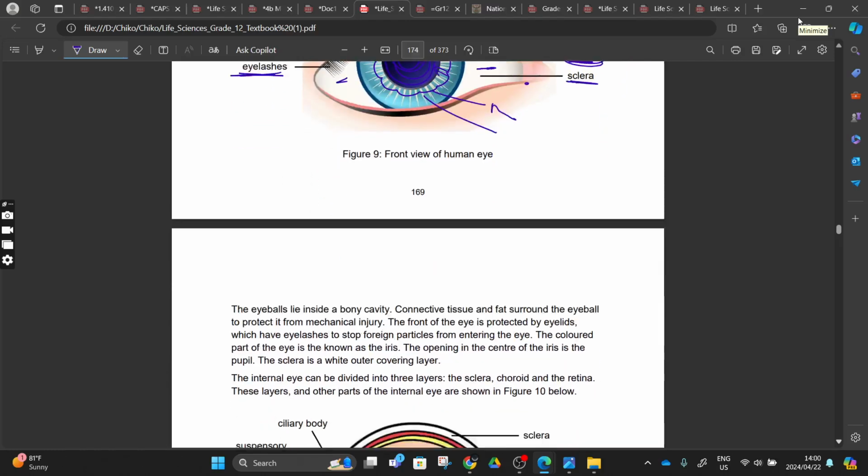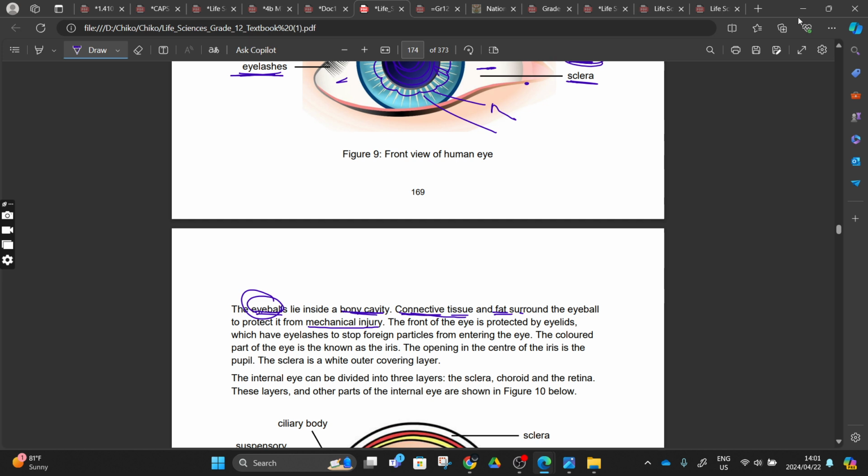So we can go on now, and here's the thing: the eyeballs lie inside a bony cavity, right? Our skull has a bone cavity where our eye lies. And then connective tissue, we said we are not going to talk about them, but they said the connective tissue and the fat surround the eyeball to protect it from mechanical injury. So if they ask you about the tissue that holds our human eye in place, you just say the connective tissue and the fats, right? That's the only information you have to know. Connective tissue and fats surround our eyeball to protect it and for its function, so that it can go left, right. What types of muscles those are, we don't have to know.